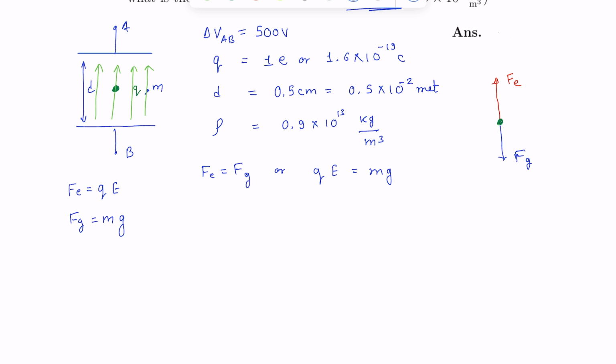Right. Now, the electric field is not given to us, but what is given to us is the potential difference across the plates and the distance between the plates. That means that using the fact that you can write electric field as change in potential over distance, or dV over dx, electric field is going to be del V, which is 500 volts, and the distance is 0.5 times 10 to the minus 2.